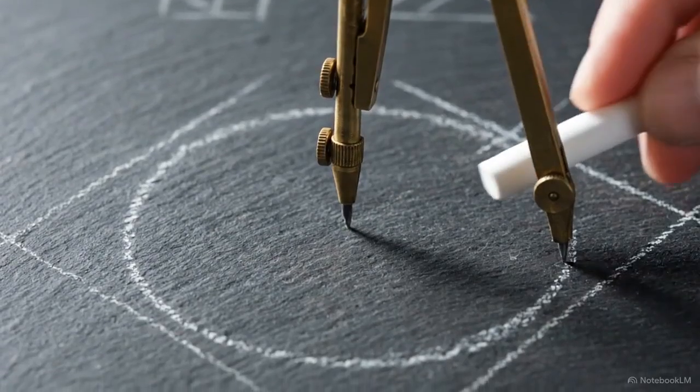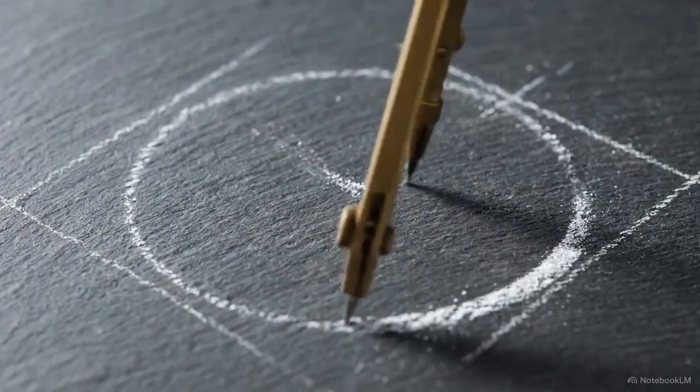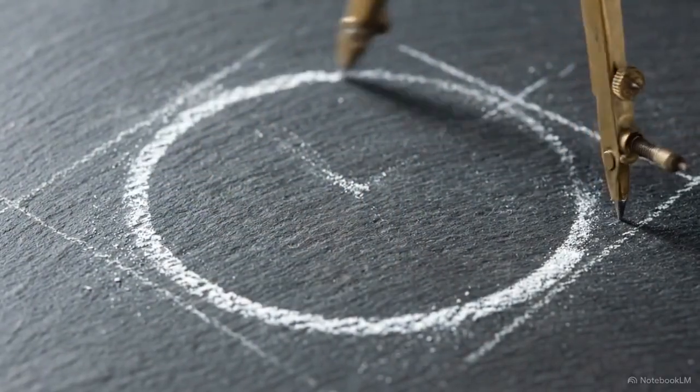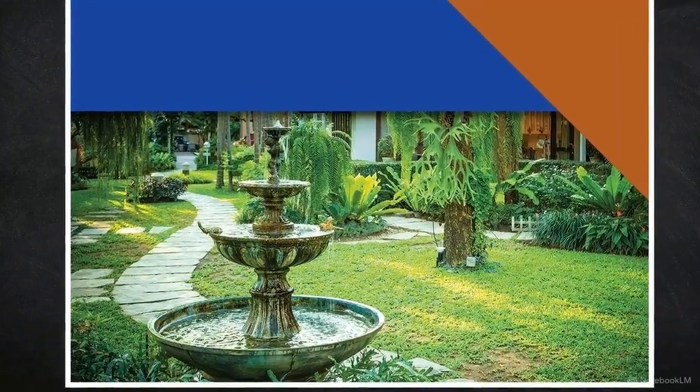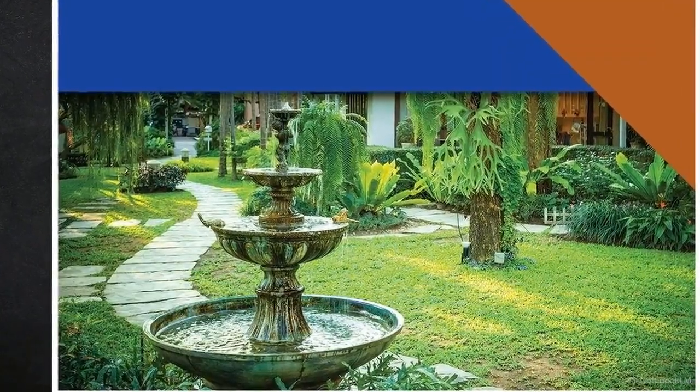A circle begins as a single coordinate in space. From that solitary anchor, a fixed distance sweeps outward, carving a perimeter of absolute symmetry. This is a garden fountain, but beneath the water and stone, it is a physical manifestation of strict mathematical rules.